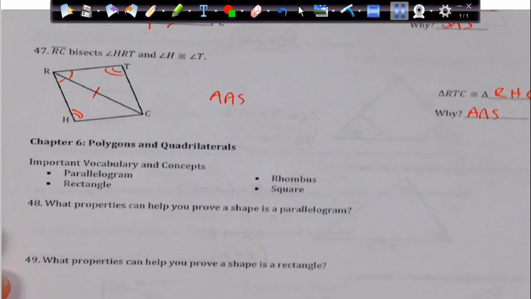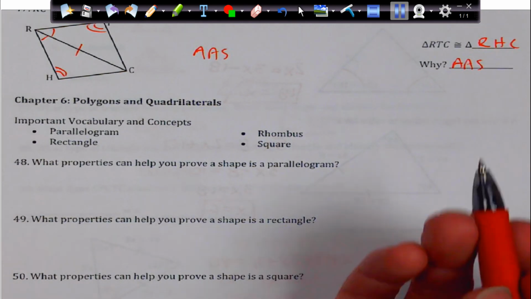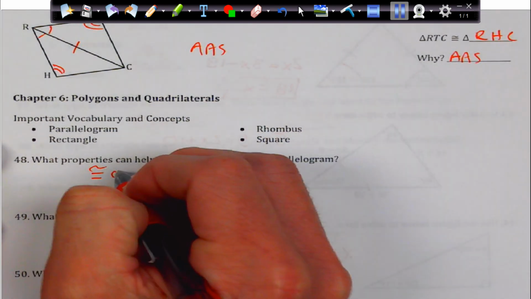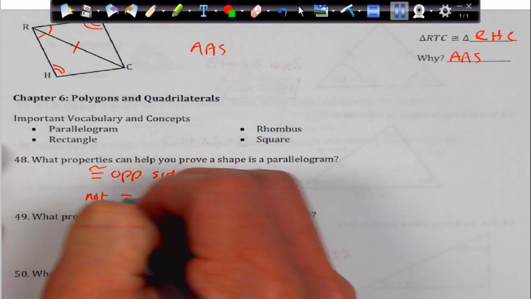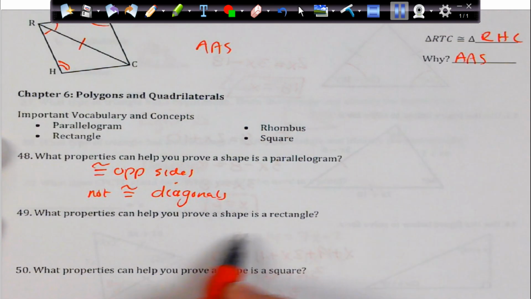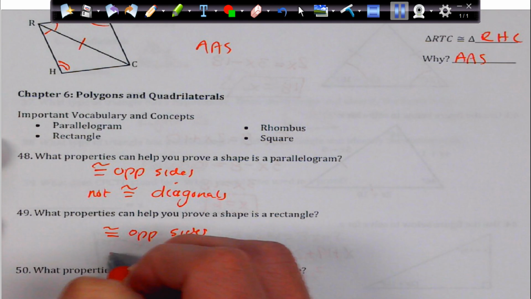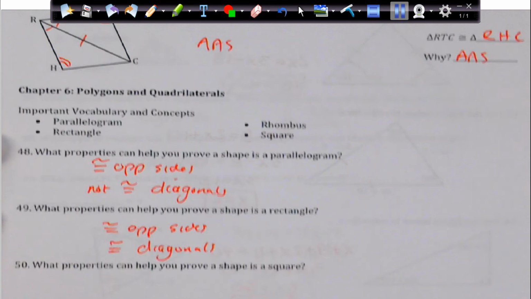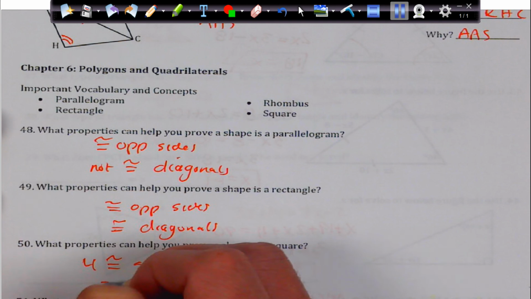Okay, what properties can we use to prove a parallelogram? We could do a couple of different properties. We need to have congruent opposite sides, but not congruent diagonals. There's lots of ways to prove it, but that's one of them. Rectangle would be congruent opposite sides and congruent diagonals. So that would be the difference there. And a square would have 4 congruent sides and congruent diagonals.